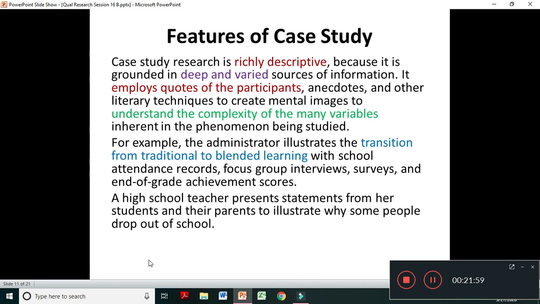Okay? So the other example is a high school teacher who presents statements from her students and their parents to illustrate why some people drop out of school. So in this example also, data would come from the parents as well as from the people who dropped out of school. So the data will be richly descriptive in nature.